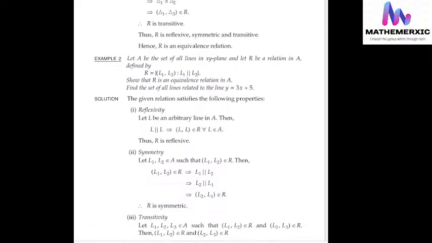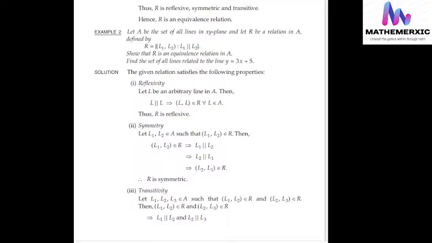Let us go for one more question, the same background. Let A be the set of all lines in the XY plane, and let R be a relation in A defined by R = {(L1, L2) : L1 is parallel to L2}. Show that R is an equivalence relation in A. Find the set of all lines related to the line y = 3x + 5.